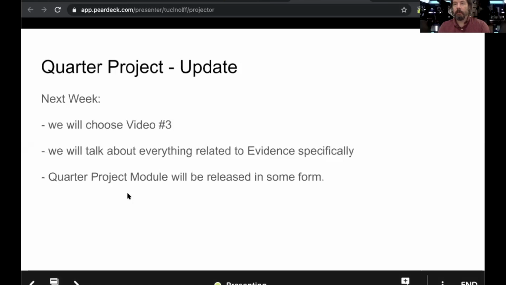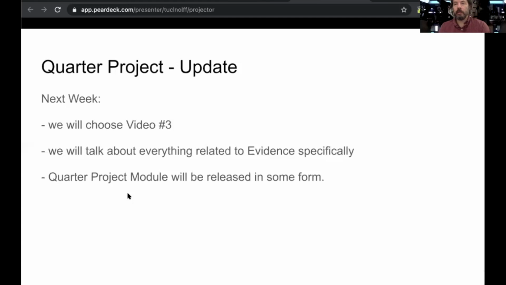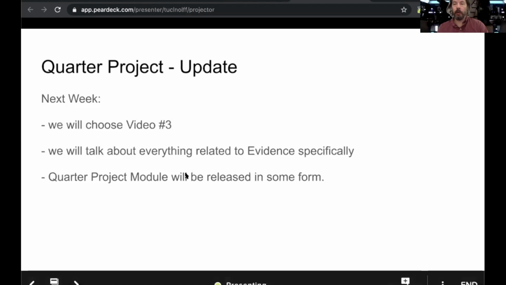I will release the module overall. Just know that some of the information may be locked until later, closer to progress report and after, because I don't want you doing something early and then getting a bad grade for it. Okay, because there are some specifics that we're going to be adding, but I hope to post a bunch of that information this weekend.